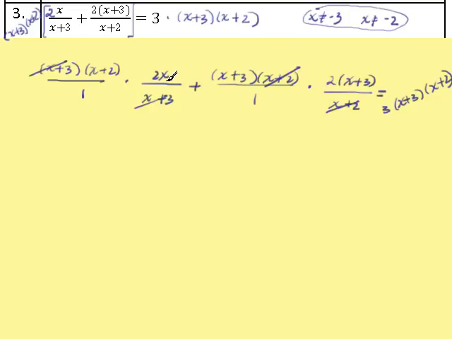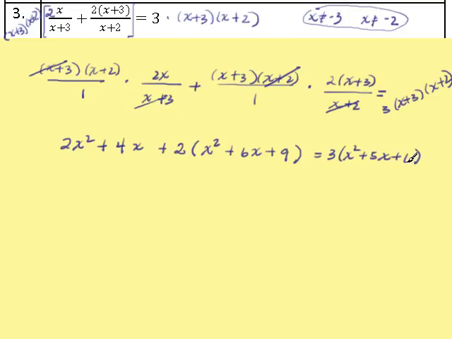All right, now let's multiply through 2x times x plus 2. So we have 2x squared plus 4x. And now we're multiplying. Here we have 2 times x plus 3 times x plus 3. I'll put the 2 on the outside, and I'll multiply x plus 3 times x plus 3, and that is x squared plus 6x plus 9, is equal to, on the right-hand side, I'm going to multiply x plus 3 times x plus 2, and we get x squared plus 5x plus 6.